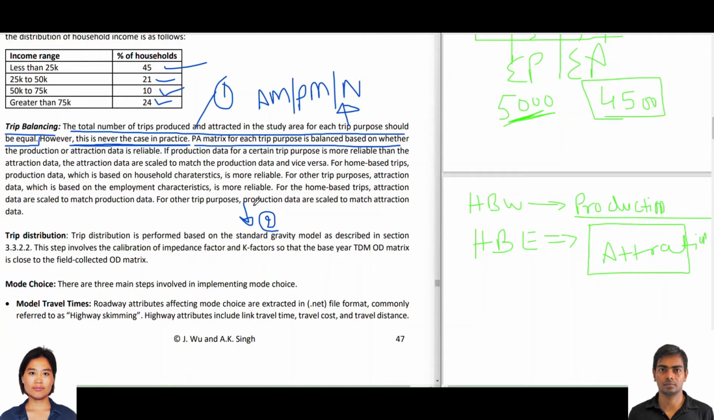If I have to summarize the PA balancing in practice, first production and attractions need to match, but they hardly match in practice. Then we have to figure out whether we are going to trust production more or attraction more. For home-based work, we usually trust the production more, and for every other trip purpose, we usually trust the attraction more. That takes care of trip balancing.